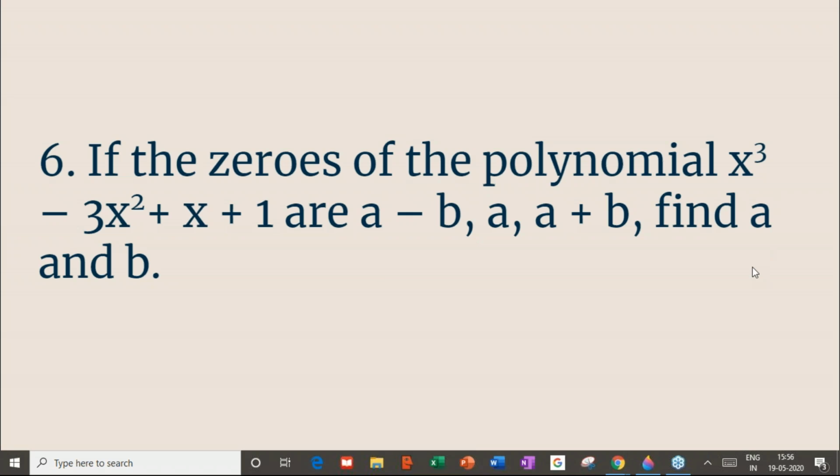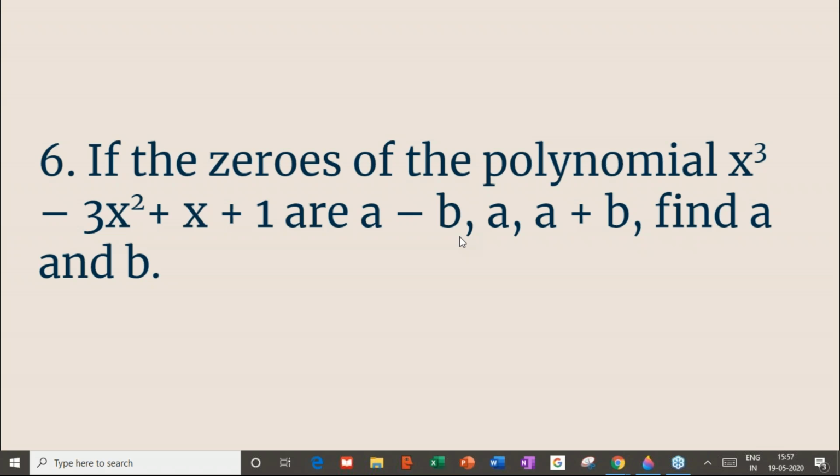If the zeros of the polynomial x cube minus 3x square plus x plus 1 are, so this is a cubic polynomial, right? So there are three zeros, a minus b, a and a plus b. Find a and b. Okay, I'll give you a hint for this. Compare x cube minus 3x square plus x plus 1 in the form of a cube plus bx square plus cx plus d.